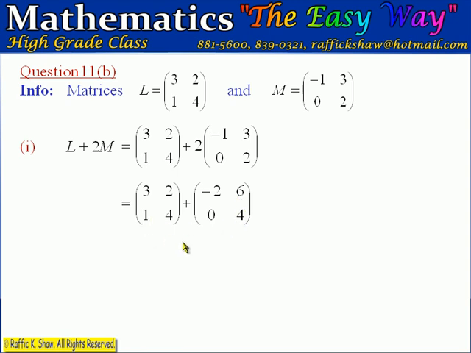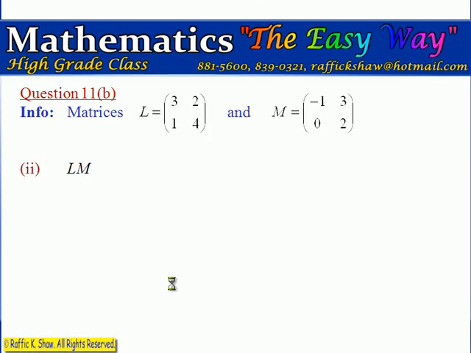So all we need to do now is add these two matrices, and when you add matrices, you add the corresponding elements. So the result of this addition is [1, 8; 1, 8], because 3 minus 2 is 1, 2 plus 6 is 8, 1 plus 0 is 1 here, and 4 plus 4 is 8. So that's the result. L plus 2M is the matrix [1, 8; 1, 8]. So let's move to part 2.